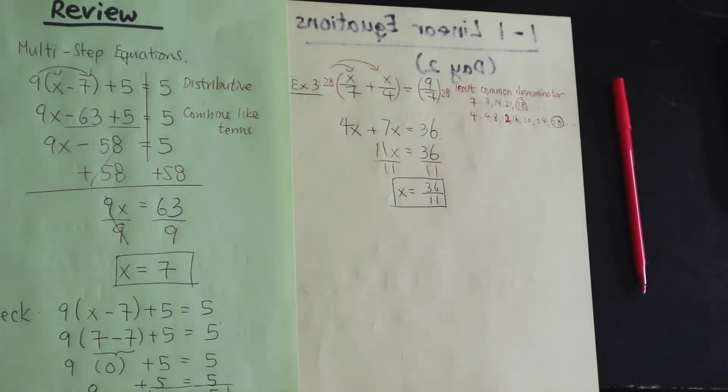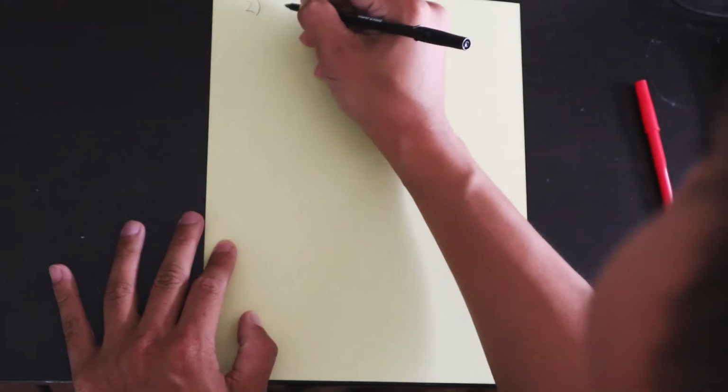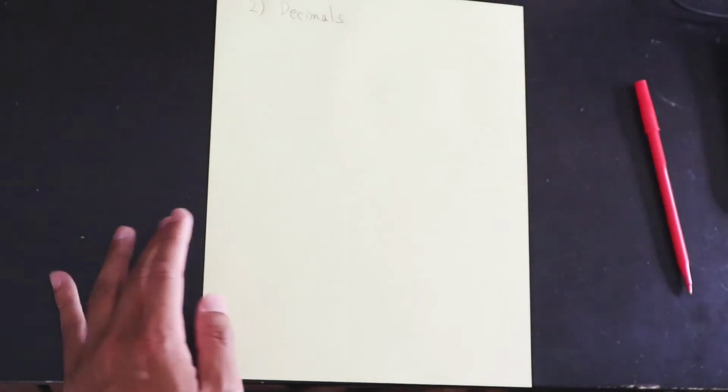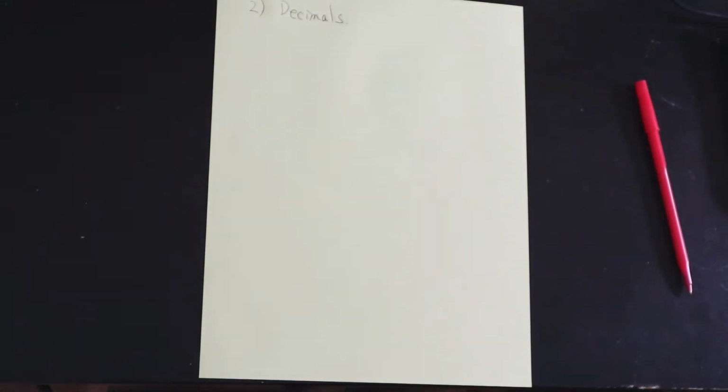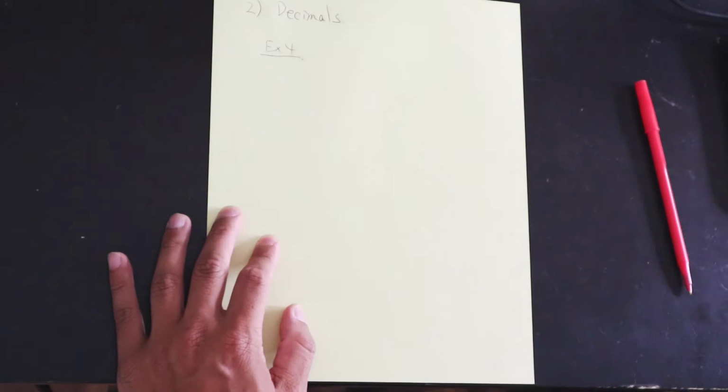So that was for equations involving fractions. Next, we're going to go over equations involving decimals, right? Same thing. If you see decimals in the equations, our goal is to get rid of them as fast as possible. So let's do example 4 because we're on the fourth problem.